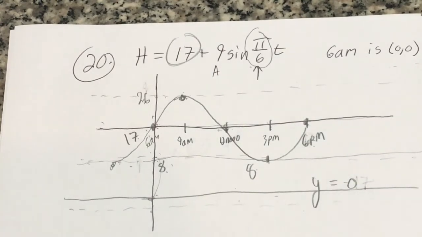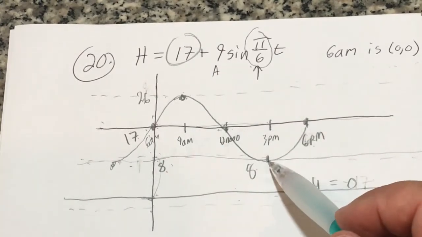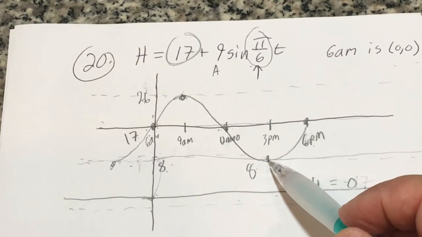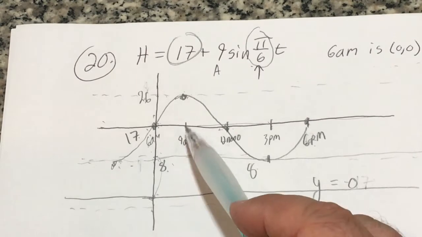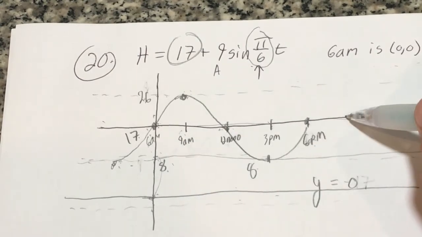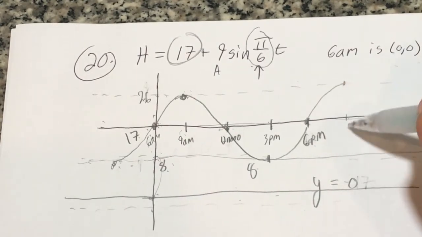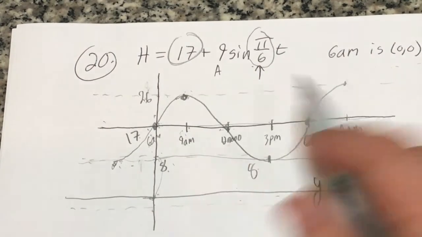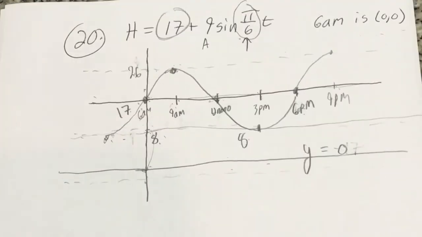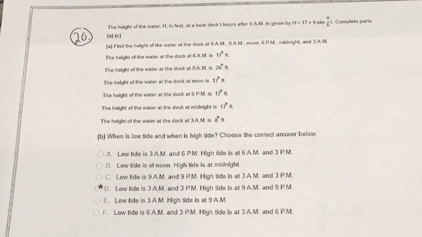Then when is low tide and when is high tide? So low tide is at 3 p.m. and also at 3 a.m. High tide is at 9 a.m. And then I'd have to add another 3 hours, 6 p.m., that would be 9 p.m. So high tide would be at 9 a.m. and 9 p.m. And all those answers match up.